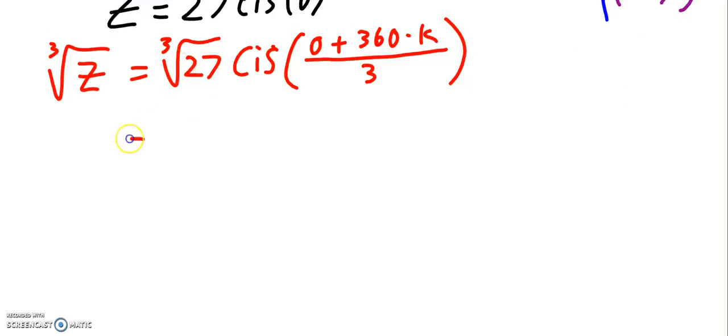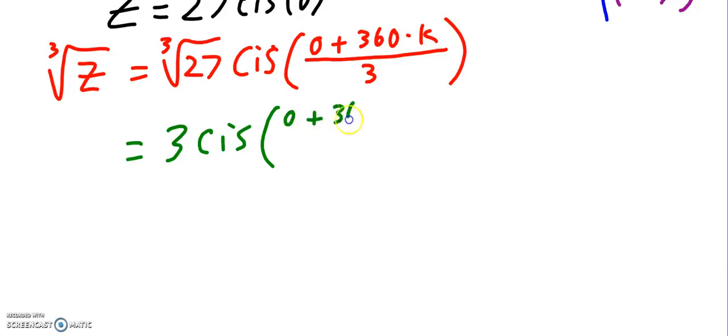So I know the cube root of 27 is going to be 3. So I get 3 CIS of 0 plus 360 times 0 over 3. So remember, this is because k starts at 0 and counts to n minus 1. n is 3, so the first one's going to be 0.